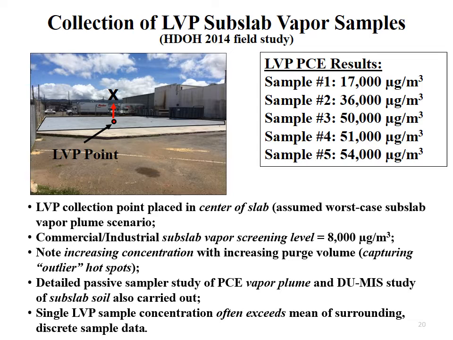It's something we very commonly see with these single LVP samples. The concentration of the VOC in the sample often exceeds the mean of the surrounding discrete soil vapor sample data, because the LVP is capturing a larger volume and you're capturing these small hot spots you'd otherwise miss, and incorporating that into the mean.